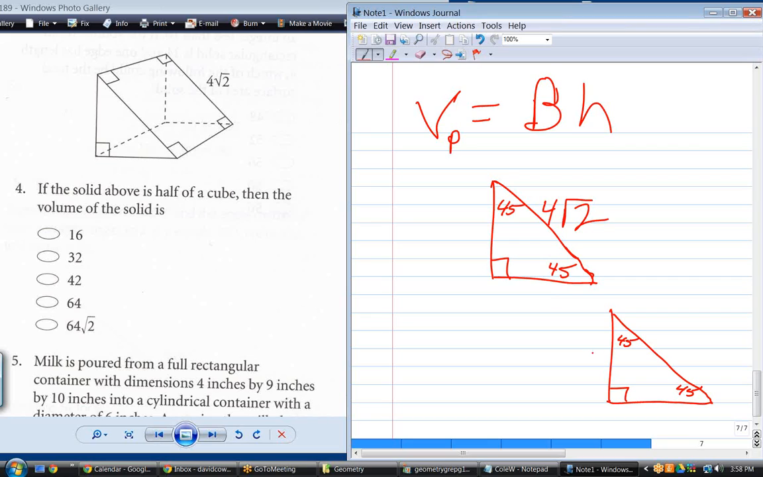Well, what are the dimensions? 1, 1, and root 2, right? Yeah. So if we're looking at 4 root 2, what are the dimensions of the two sides? 4 and 4. Yeah. In other words, the similarity ratio is 4 to 1. So each side has to be 4 times the other sides.